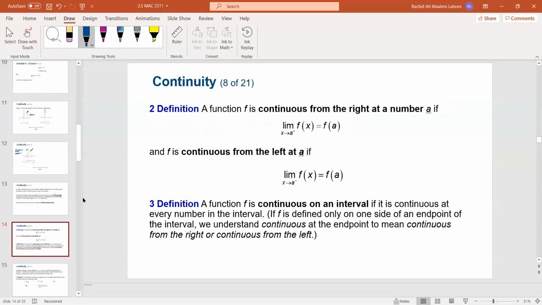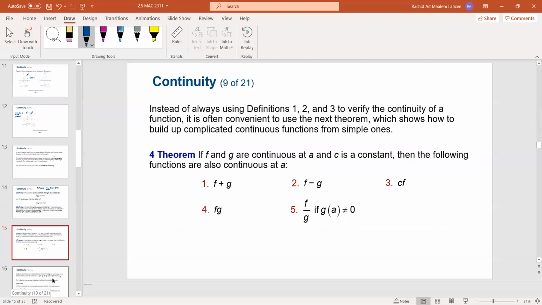So a function f is continuous from the right, just like we defined in general continuity, if the limit of f of x as x approaches a from the right is f of a. Likewise from the left, if that is satisfied. So a function, by definition, is continuous on an interval if it is continuous at every number in the interval, right? So that's clear.